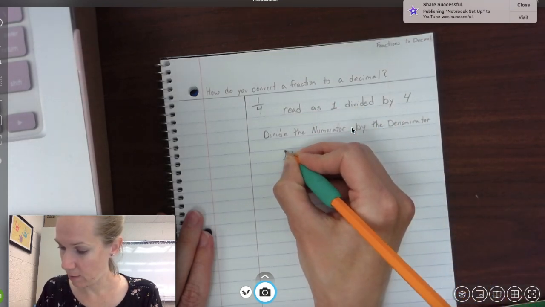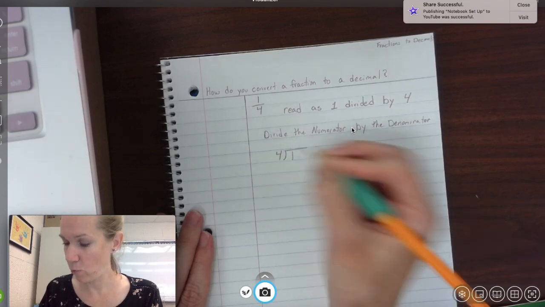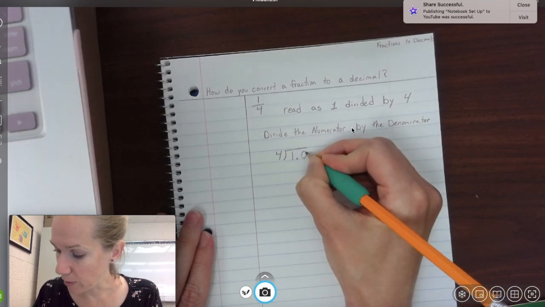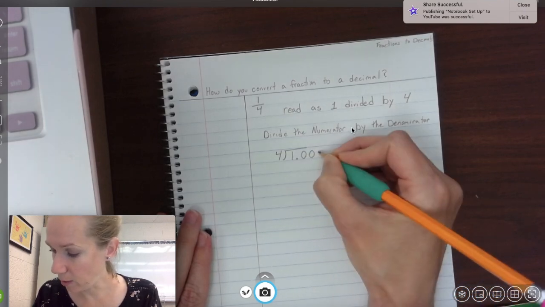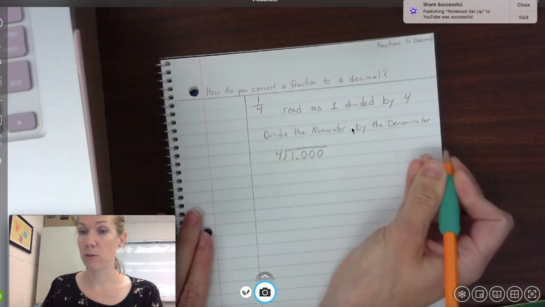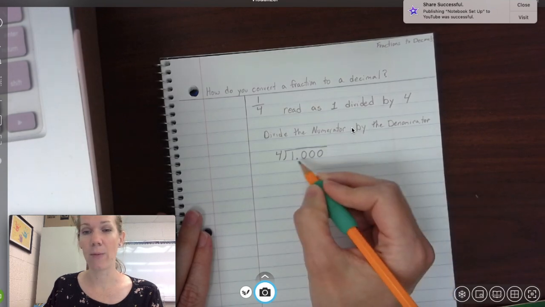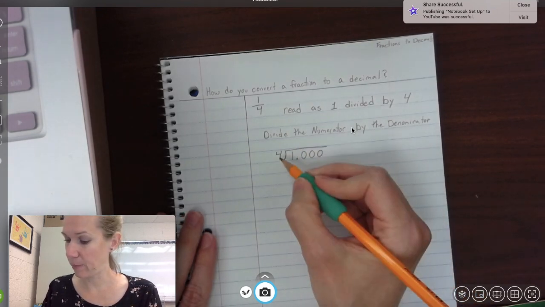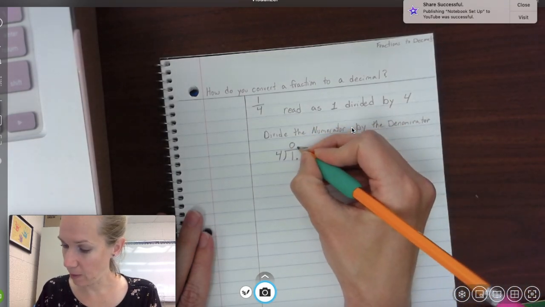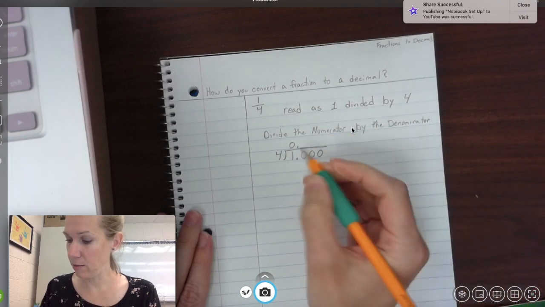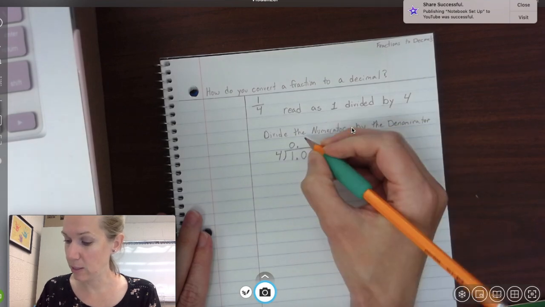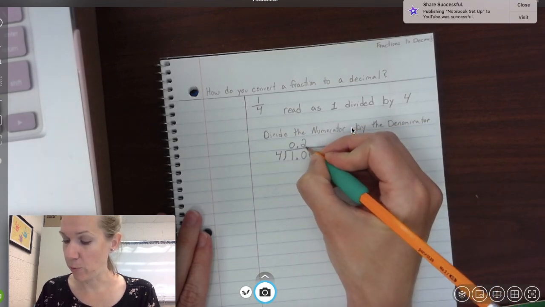1 divided by 4. Now whenever I need more decimal places after my whole number, I always add 3 zeros. If I need to add more zeros, remember this goes on and on and on, so I can put as many zeros as I want, but I always like to do 3 just right at the beginning. Now 4 does not go into 1, so I'm going to put a 0 up top. This decimal needs to be in line, and now I'm going to put 4 into 10. 4 goes into 10 2 times, so I'm going to put 2 there.